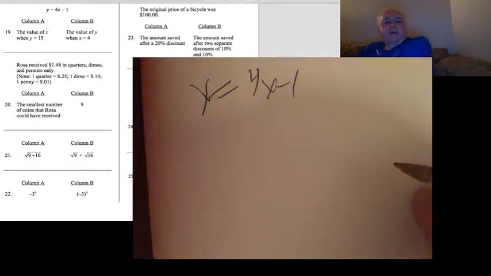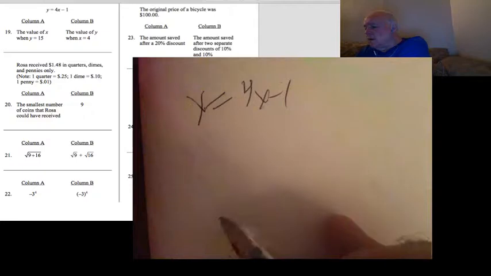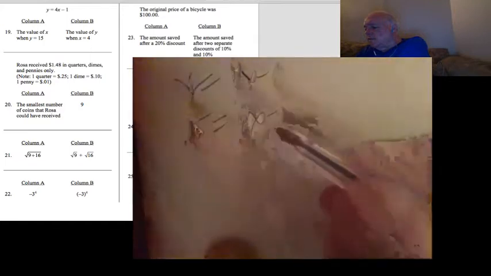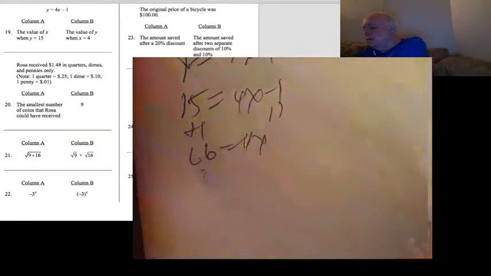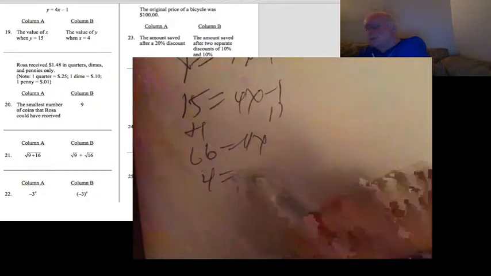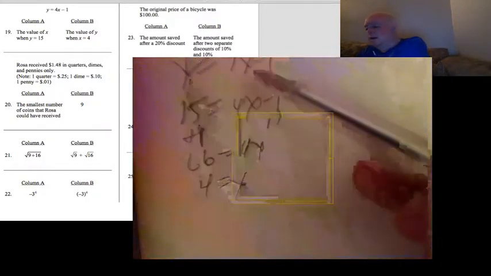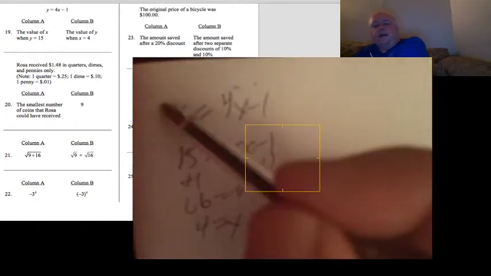So A is asking us, what is the value of x when y is 15? So we have 15 equals 4x minus 1. We add 1 to both sides. We get 16 equals 4x, and we get 4 equals x. Let's plug that back in. We get 16 minus 1 is 15 when y is 15. Okay, so 19 will give us 4 on the A column side.